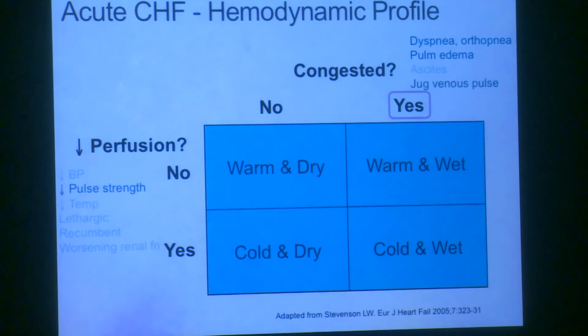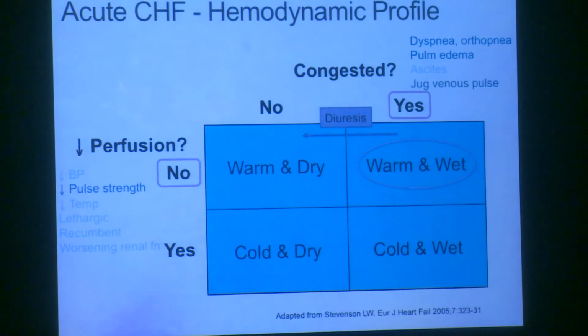Interestingly, in this list of things, her blood pressure was normal, her temp was normal, she surprisingly was not lethargic or recumbent, and her renal function was absolutely normal in terms of her blood work. So all we really have here is a reduction in her pulse strength, which we would attribute to the fact that she has dilated cardiomyopathy. So we don't have a whole lot of evidence of reduction in perfusion, although probably where I should put this is somewhere in the middle. She's maybe more of a lukewarm girl.